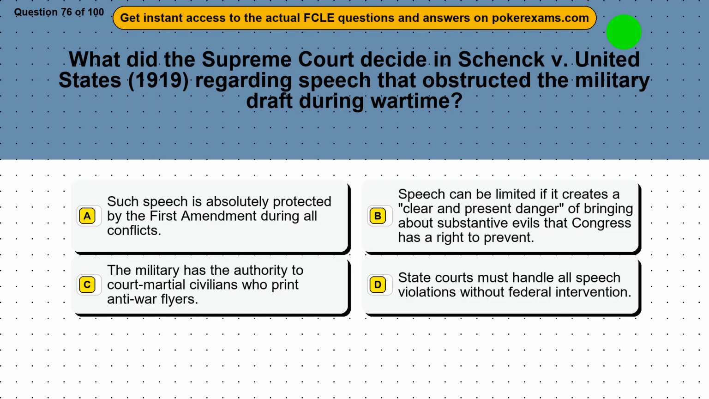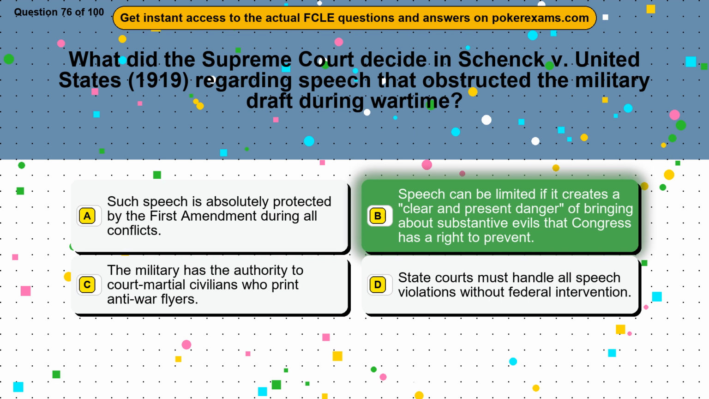Question 76. What did the Supreme Court decide in Schenck v. United States, 1919, regarding speech that obstructed the military draft during wartime? Option A. Such speech is absolutely protected by the First Amendment during all conflicts. Option B. Speech can be limited if it creates a clear and present danger of bringing about substantive evils that Congress has a right to prevent. Option C. The military has the authority to court-martial civilians who print anti-war flyers. Option D. State courts must handle all speech violations without federal intervention. The correct answer is option B.